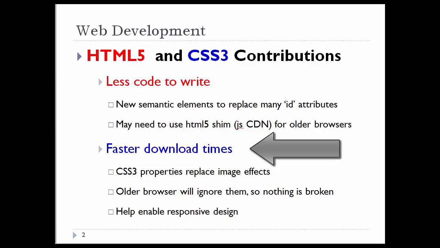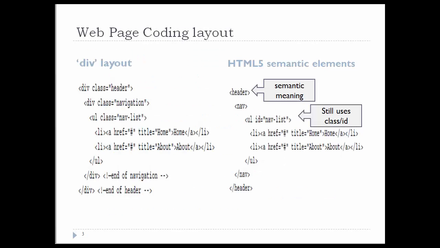CSS3 has enabled faster download times because these properties replace things that we traditionally did with images. Older browsers will ignore them so nothing is broken. This is very useful for responsive design.